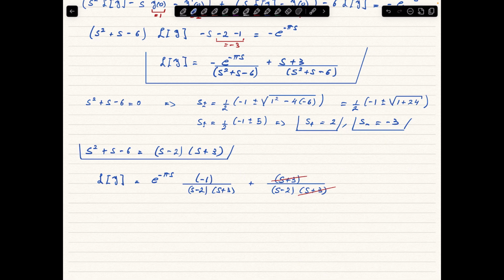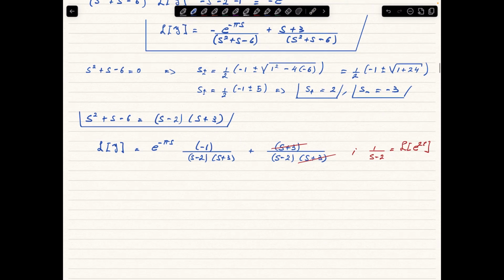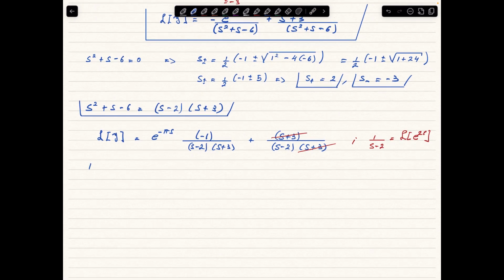So the second term is done, because we know that 1 over s minus 2 is actually the Laplace transform of exponential 2t. So that term is done. So we need to work here only. And what we're going to do is partial fractions only here. We never include in the partial fractions any function that is not a rational function. So exponential is not included. So now we go to partial fractions only for this part.